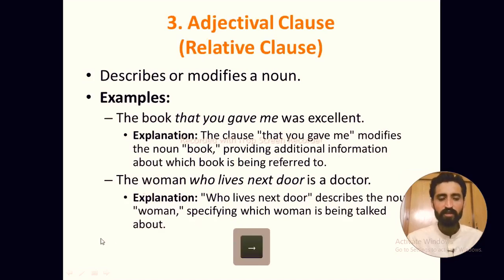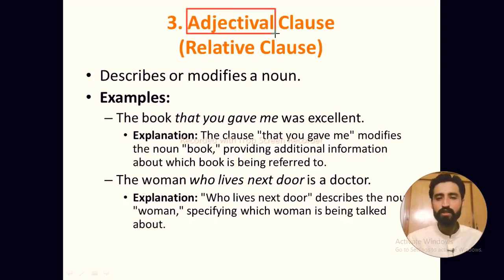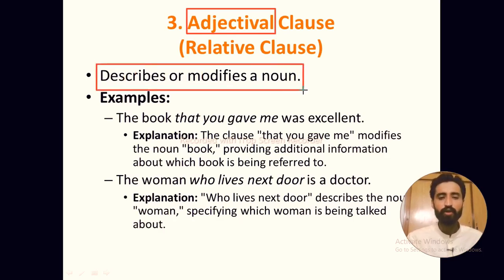Now let's talk about the adjectival clause, which is also called a relative clause. Before the adjectival clause, we need to understand what an adjective is. An adjective basically modifies or gives us extra information about a noun most of the time. So we can say that an entire adjectival clause or relative clause describes or modifies a noun. Now let's talk about it.